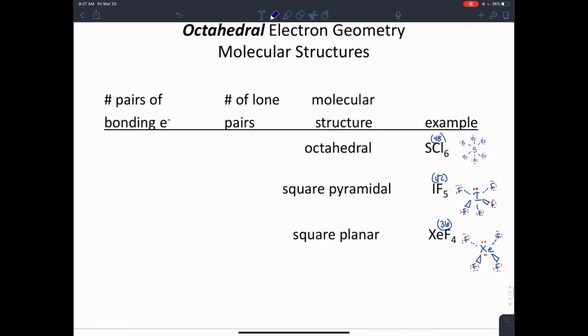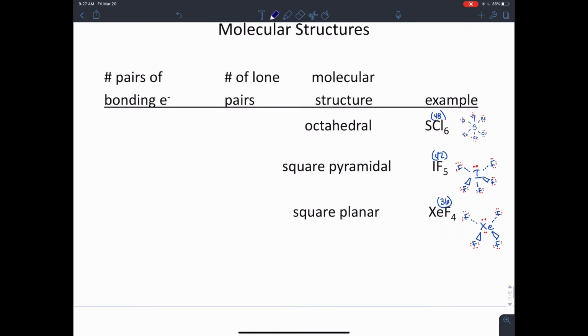We have a couple more here. SCl6, so that's 6 bonding pairs, 0 non-bonding pairs. That is an octahedral shape. And I drew the Lewis structure over here. Lewis structures, okay.